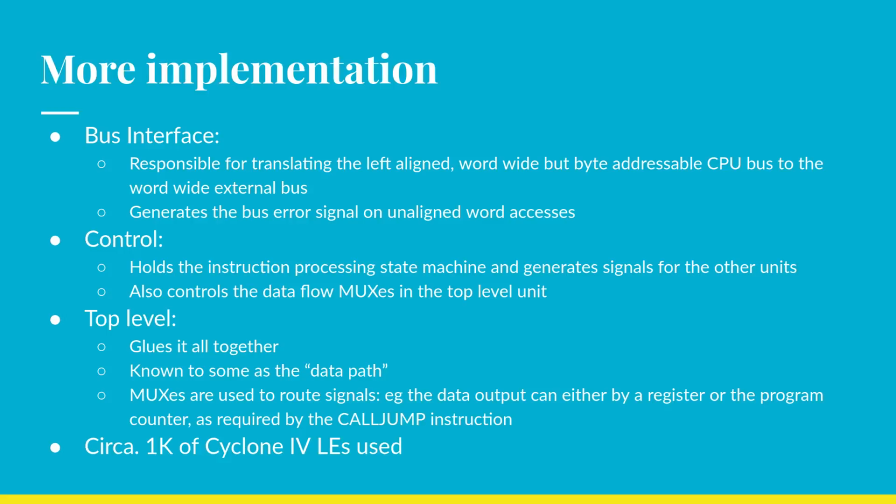So then there's a top level that I've just touched on there, also known as a data path, and a little bit about muxes. So yeah, it's a call jump that can also set the address. That's when you're calling a subroutine and you need to write the current program counter into memory. So it's currently using roughly 1,000 logic elements on a Cyclone 4. So it'll fit in any FPGA more or less made within the last 20 years.